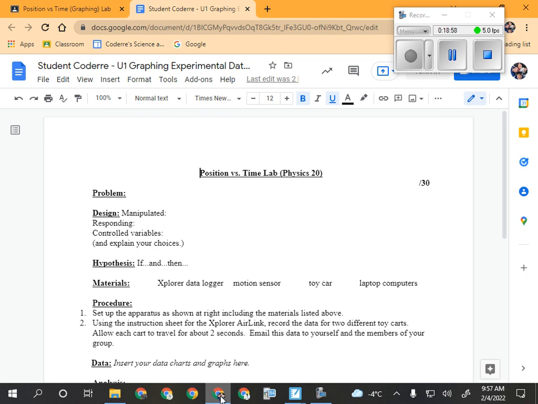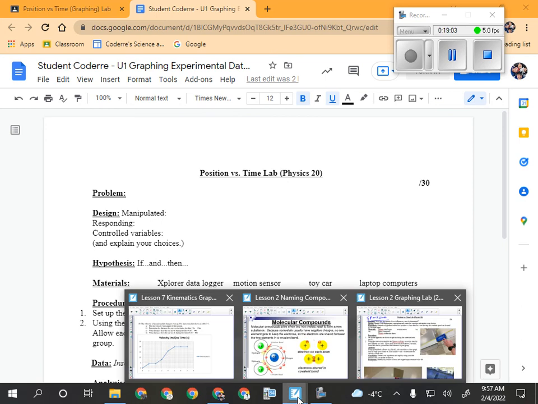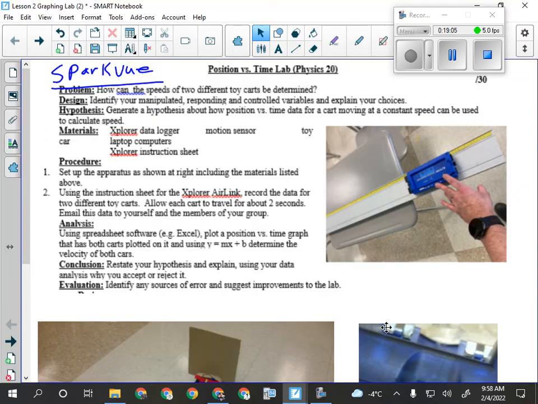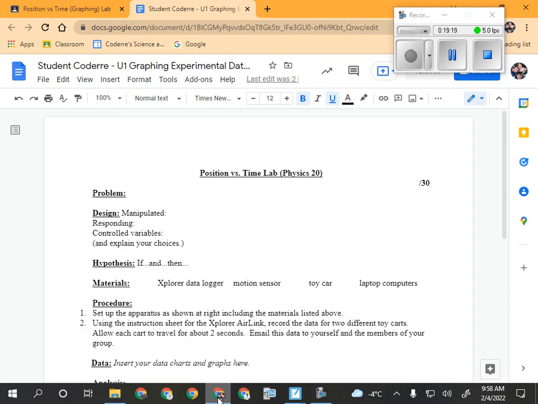Now, I haven't told you what your responding variable is yet, but you are going to be building a graph in this lab, and that graph will be of position and time. And what usually goes on a graph are your manipulated and responding variables. And so, basically in this experiment, anything that can affect the velocity of the cart needs to be controlled. You've got to come up with 3. I've already given you 1. We know the velocity is a controlled variable.